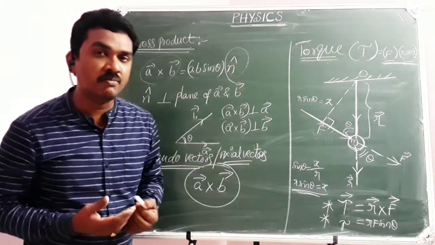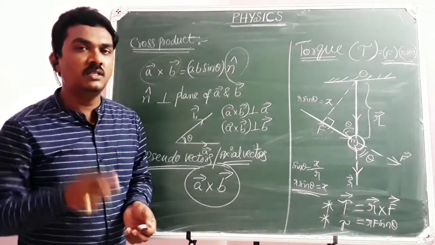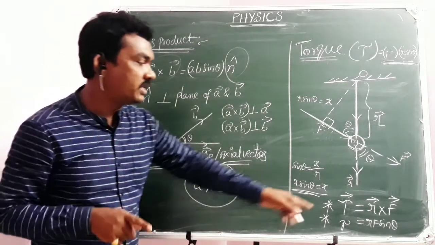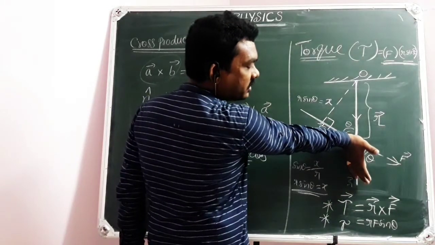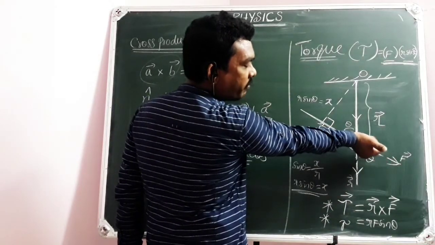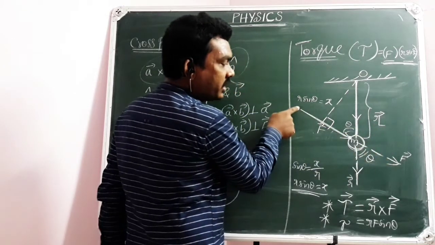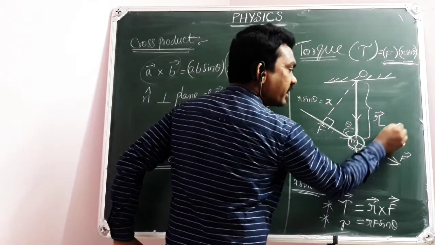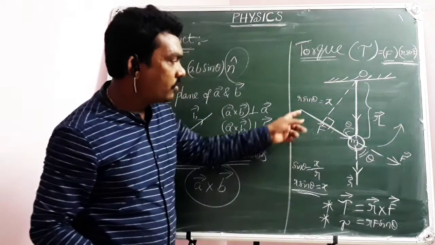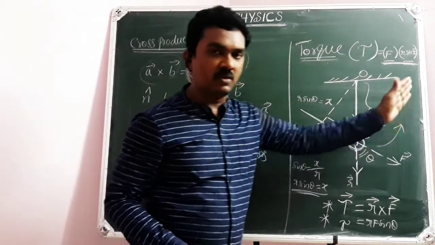Sir, why r bar cross F bar? Why not F bar cross r bar? Yes, this is because to explain the direction of the torque. The direction of a torque is perpendicular to the plane of F bar and r bar, like this. When you apply the force in this way, your sphere will move in this way. Am I right or not? If you apply force on a sphere fixed about a point, then your sphere moves in that way.